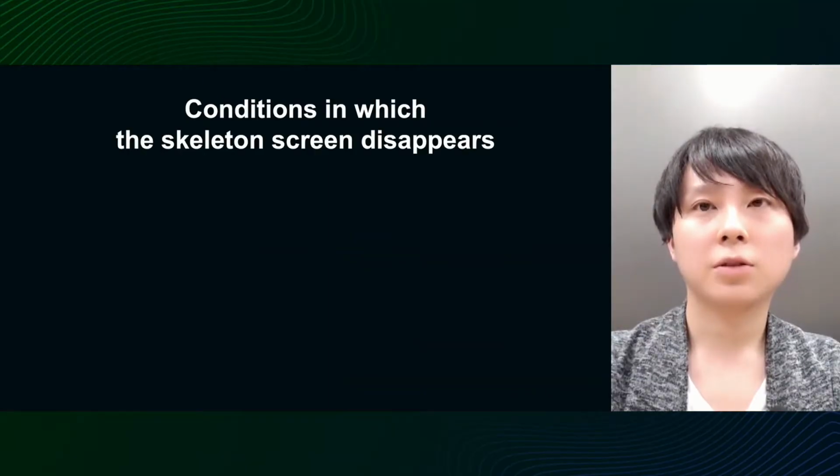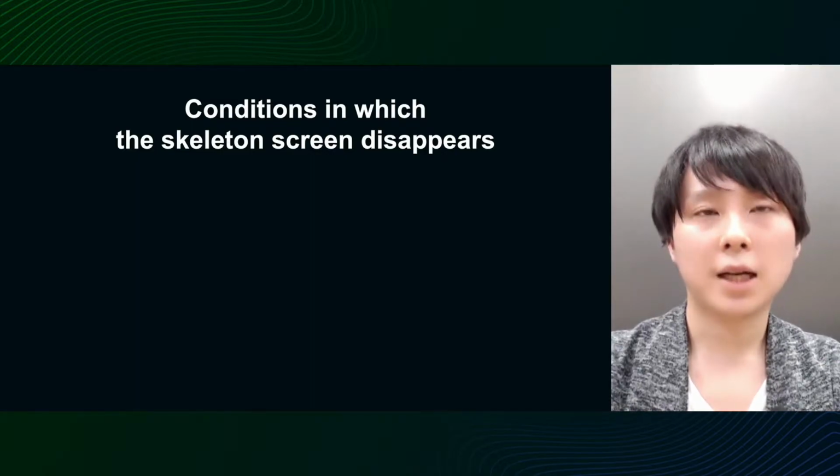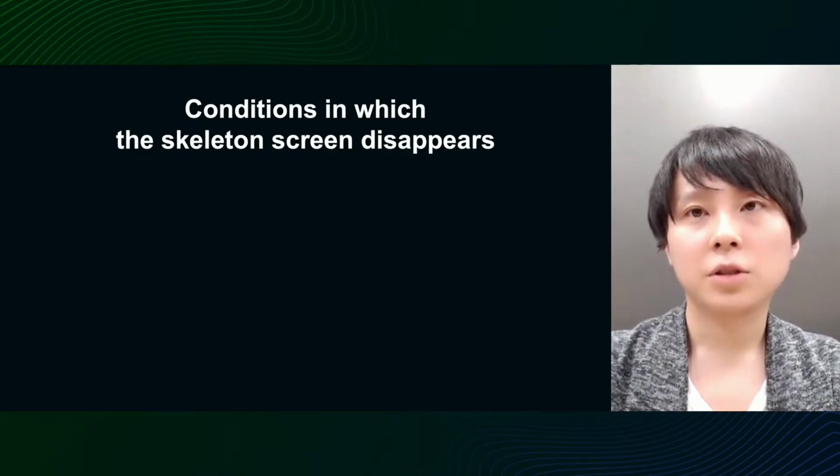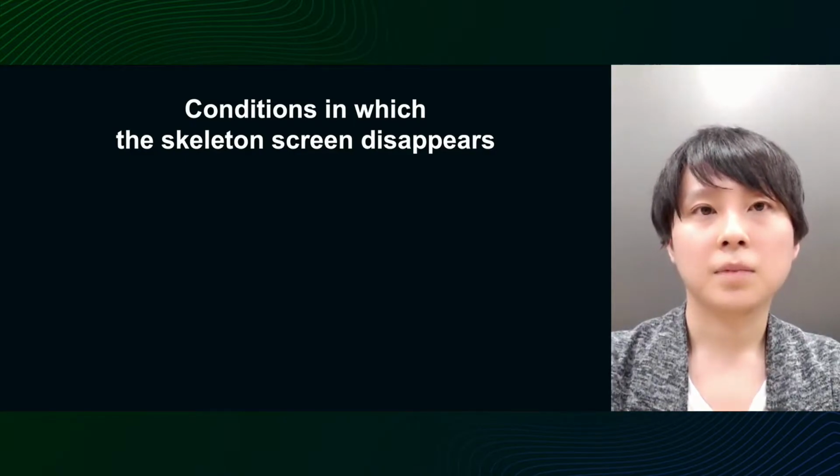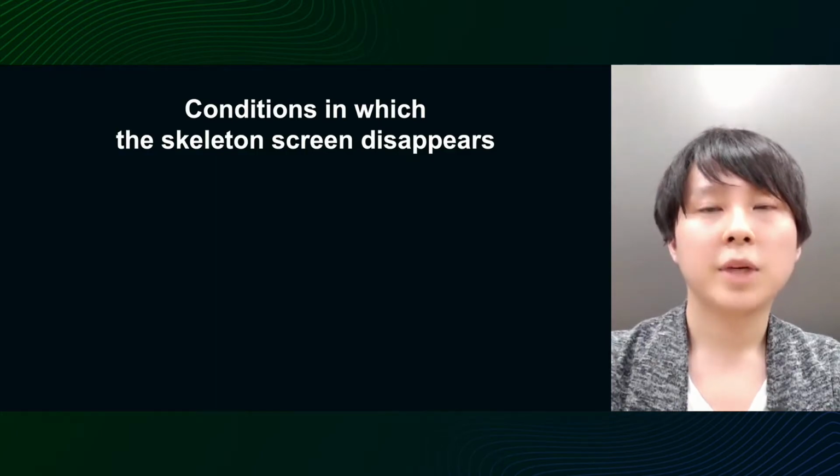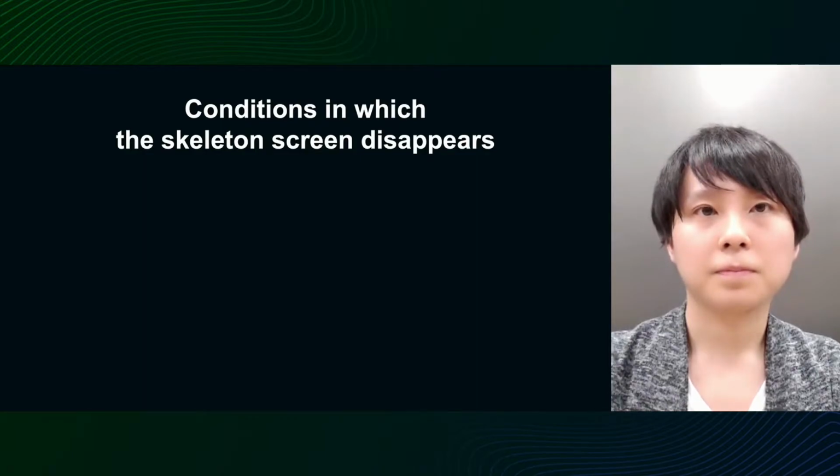So far, I have introduced the concepts behind our skeleton screen UI, and there is one more important element. That is, under what conditions should the skeleton screen be released? As mentioned earlier, the layout and height of the content is highly dependent on the API response, so let's first consider the release conditions based on the API.